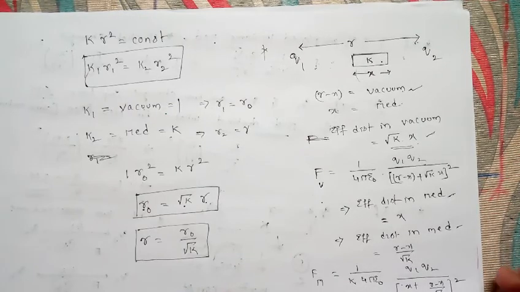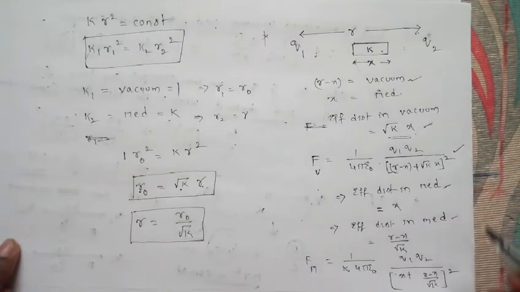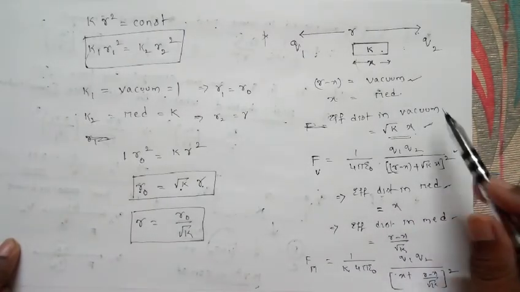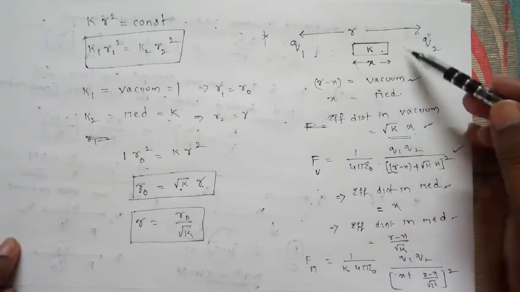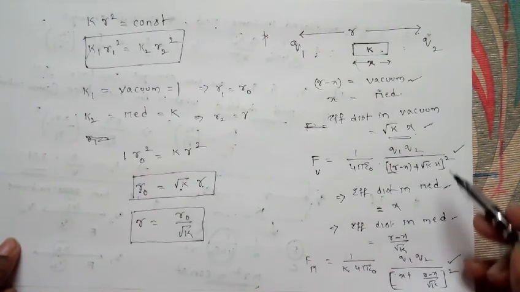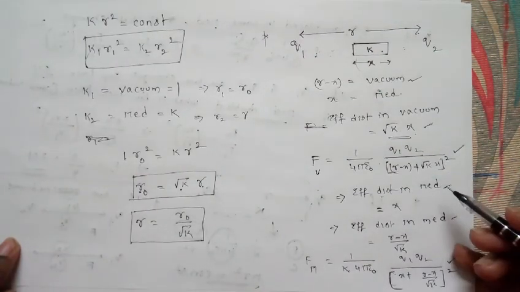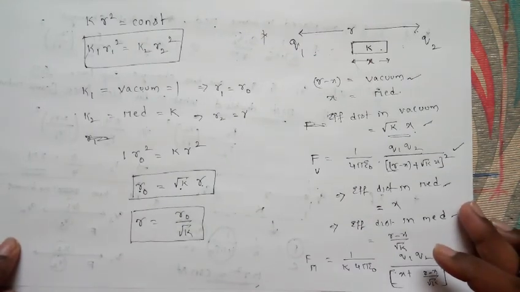This is the force. Like this, if it is partially filled, you can take either this formula, completely converting the medium distance into vacuum, or else convert the vacuum distance into effective distance in medium and use that formula. If you use either of the formulas, you will get the same result. This is the thing you can understand well.